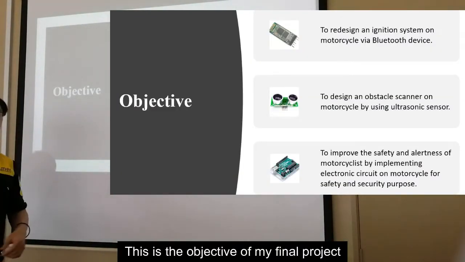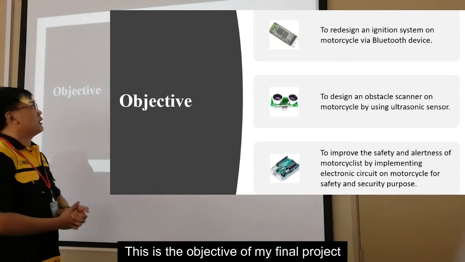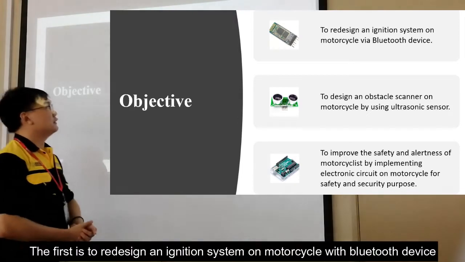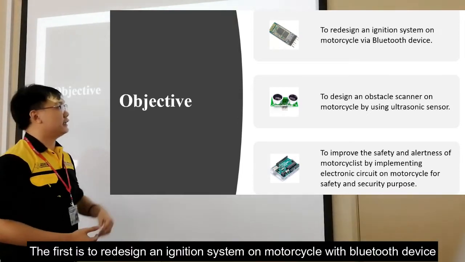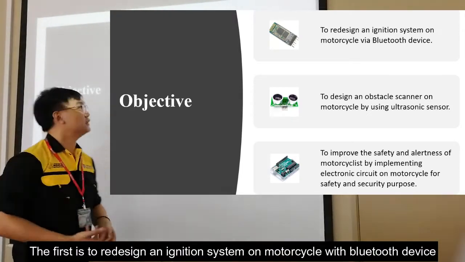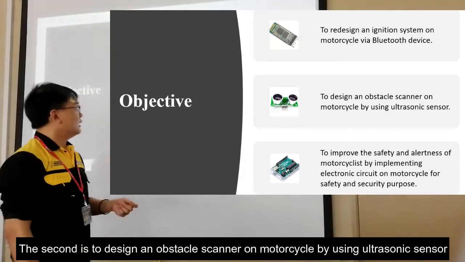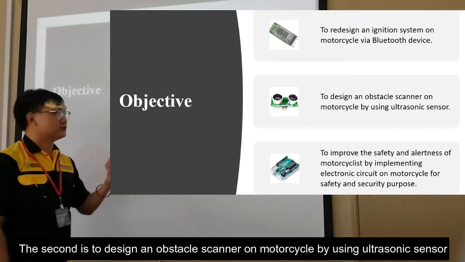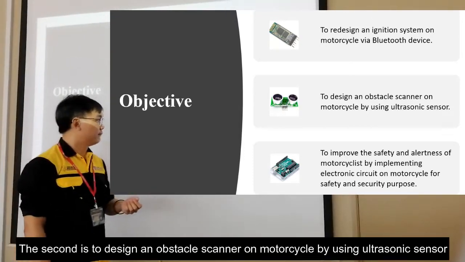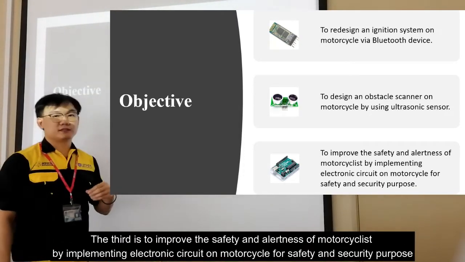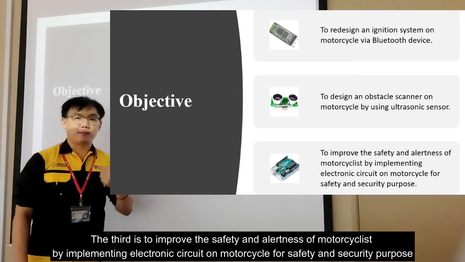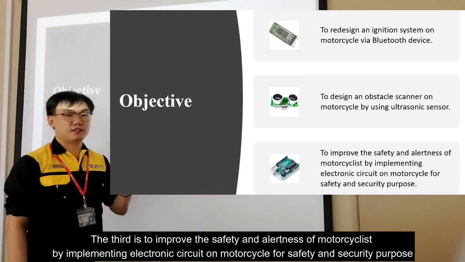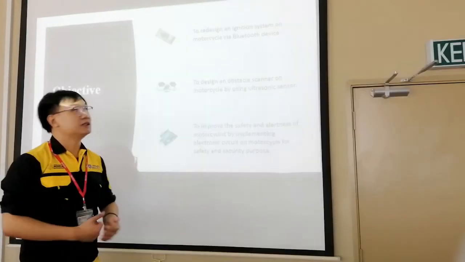Okay. So this is the objective of my project. The first is to redesign an emission system on the motorcycle using a Bluetooth device. The second one is to design an obstacle scanner on the motorcycle by using an ultrasonic sensor. The third one is to improve the safety and alertness of the motorcyclist by implementing an electronic device on the motorcycle for safety and security purposes.